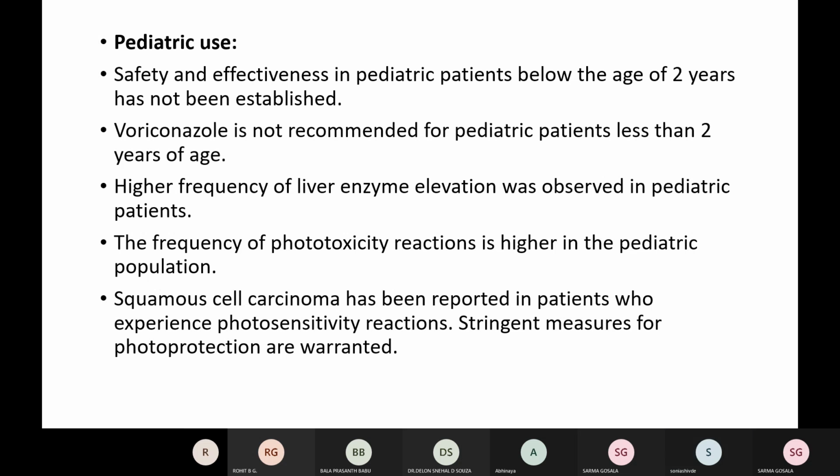Pediatric use. Safety and effectiveness in pediatric patients below the age of 2 years has not been established. Voriconazole is not recommended for the pediatric age group below 2 years of age. High frequency of liver enzyme elevation was observed in pediatric patients, and frequent phototoxicity reactions, as we already discussed. Squamous cell carcinoma has been reported in the pediatric group who have experienced photosensitivity reactions. So stringent measures of photoprotection were warranted.